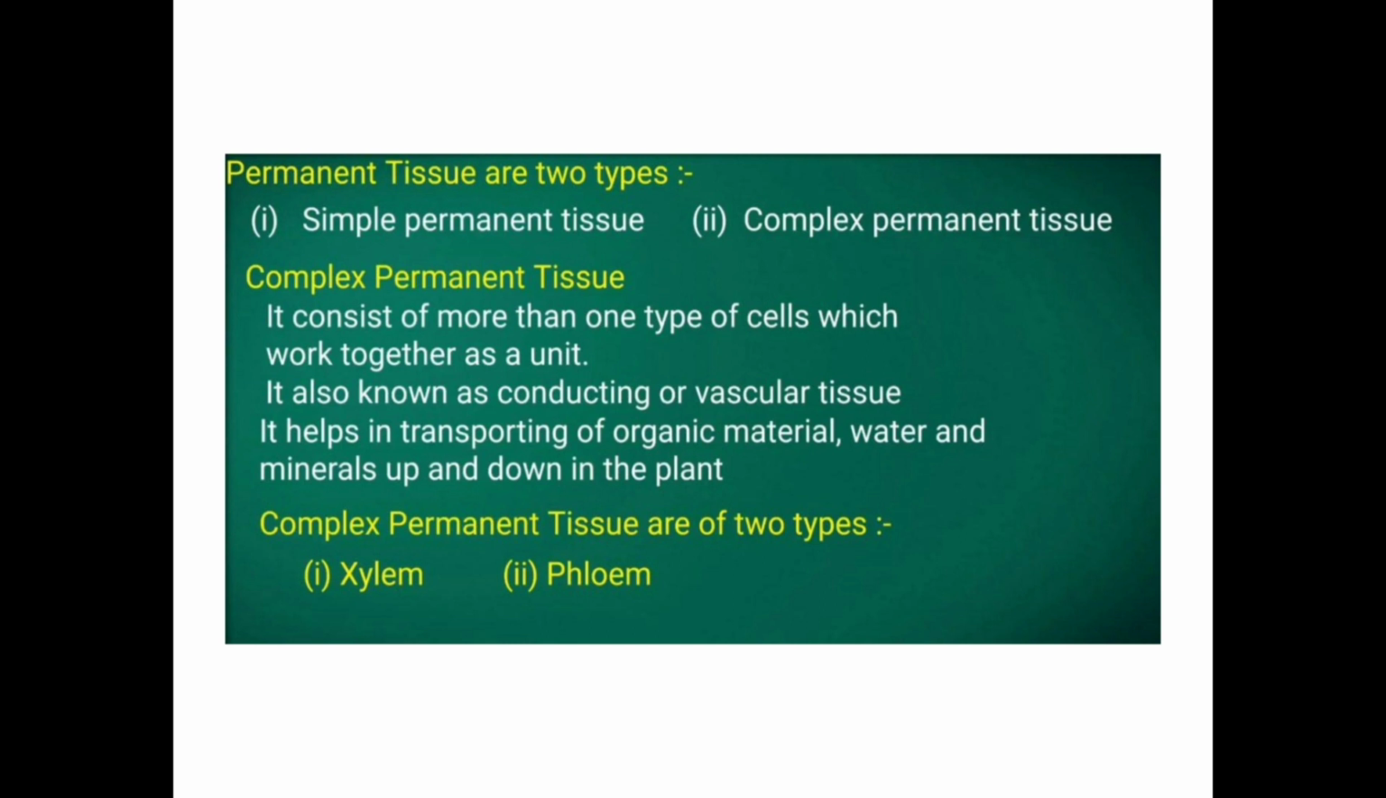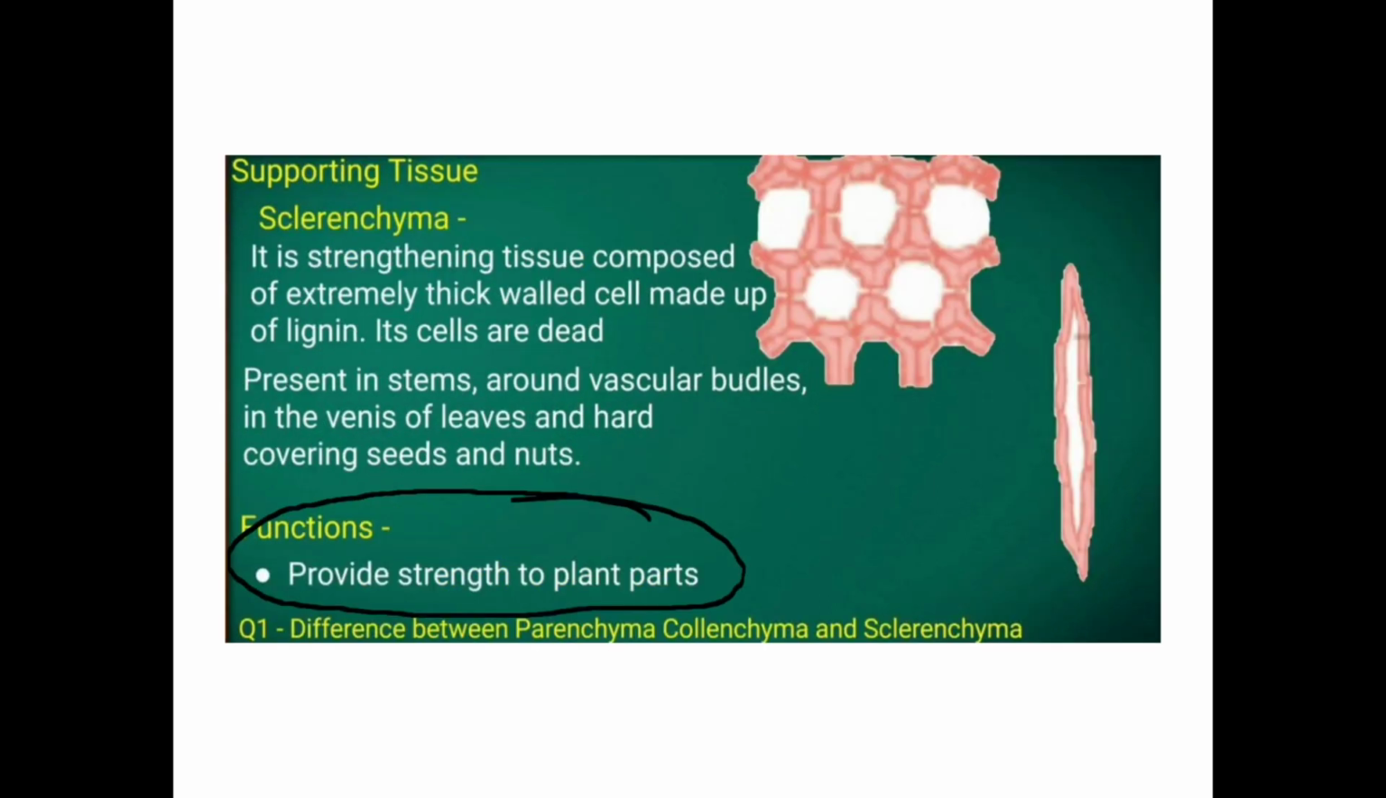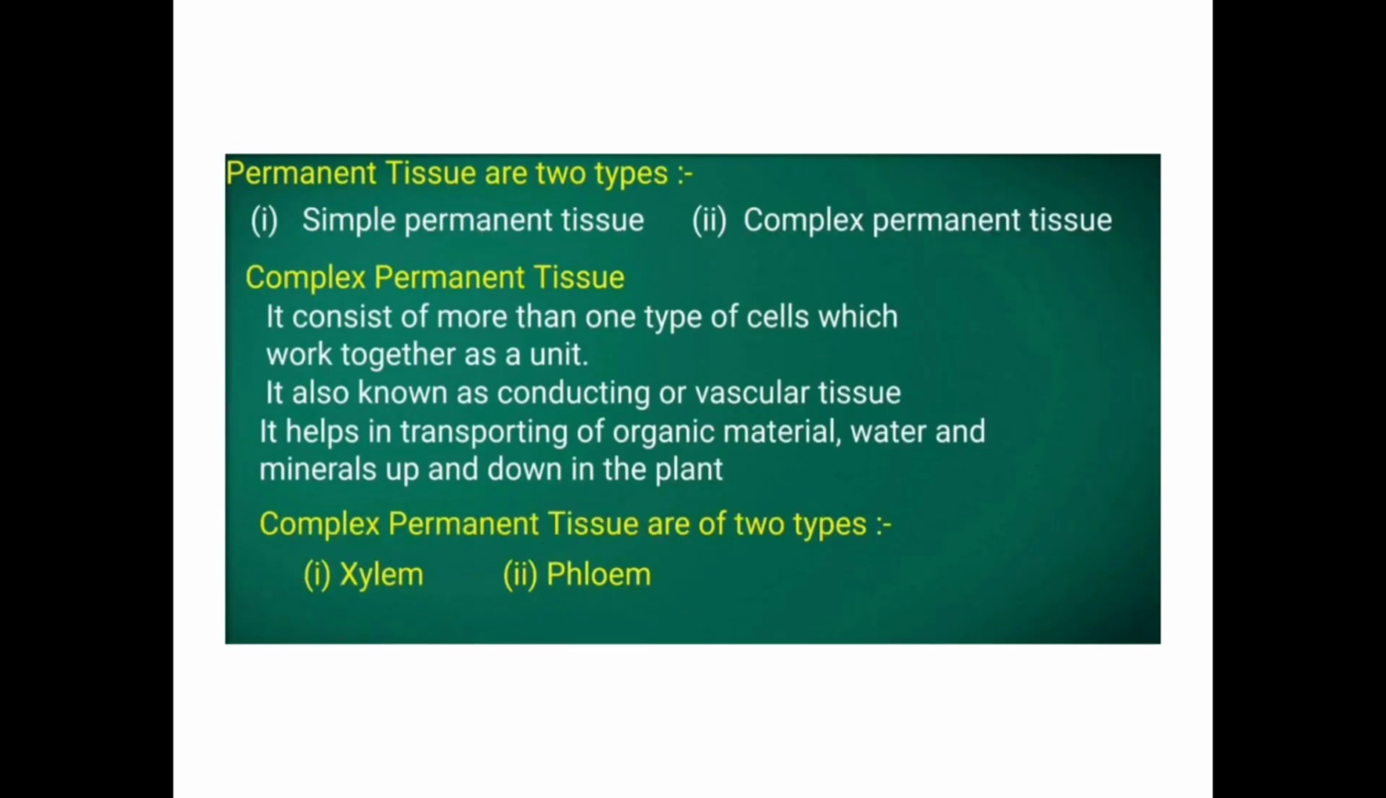This complex permanent tissue is not made with a single type of cell. So here is a group of cells. That group of cells is xylem and phloem. So these together form complex permanent tissue. Xylem is one type of tissue, phloem is another type of tissue. This xylem is actually again divided into its subdivisions.